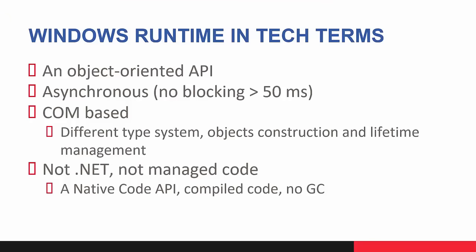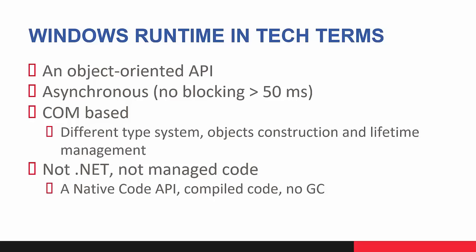Now let's focus on one of the key concepts of this session, which is the Windows runtime. Windows runtime is an object-oriented API with asynchronous calls. You can't be blocking if the operation takes more than 50 milliseconds. It's technically COM-based, meaning it has the same virtual method tables of COM, but it uses a different type system.